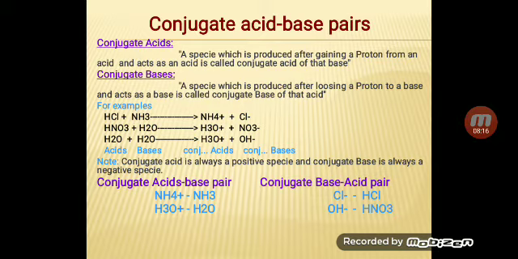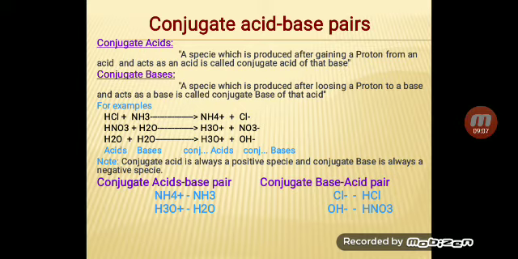Carefully watch the example. For example, hydrochloric acid when reacting with ammonia will convert into ammonium ion and chloride ion. So the ammonium ion is produced by ammonia gaining a proton from the acid. When ammonia accepts a proton from the acid, it converts into the positive ammonium ion. Now the ammonium ion has the ability to lose a proton. So according to the Lowry and Bronsted concept, the ammonium ion is an acid, known as the conjugate acid. So this is the conjugate acid of the ammonia base because it is produced by ammonia.